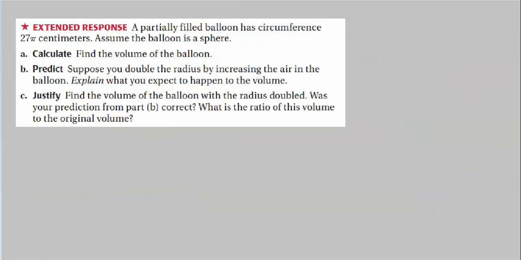Okay, here's another one where they're just being a little bit tricky. You're going to have to find some of the parameters you need with the information given. For instance, the circumference. Well, the circumference, remember, for a sphere has the same formula as a circle with the same radius. So we have 2 pi r equals 27. Pardon me, 27 pi. That's much easier. So we can divide through by pi and get that r equals 27 over 2, 13.5.